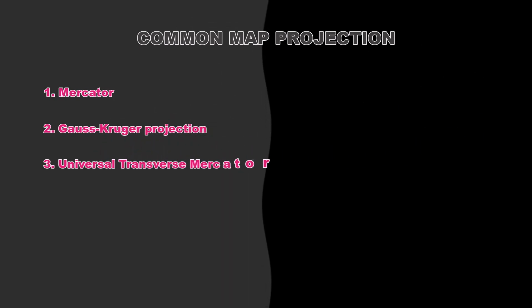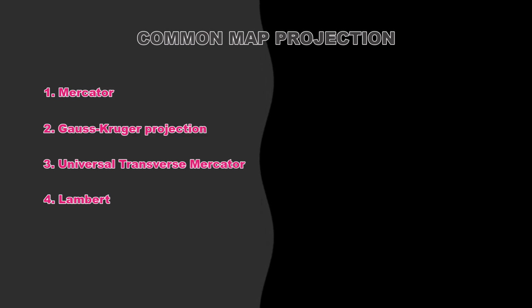The third projection is the Universal Transverse Mercator, or UTM. The Universal Transverse Mercator, UTM, conformal projection instead divides the Earth into 60 zones, each being a 6-degree band of longitude, and uses a secant transverse Mercator projection in each zone. The fourth projection is Lambert's projection. A Lambert conformal conic projection, LCC, is a conic map projection used for aeronautical charts, portions of the state plane coordinate system, and many national and regional mapping systems.